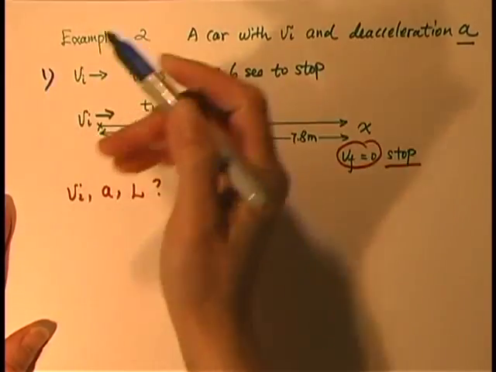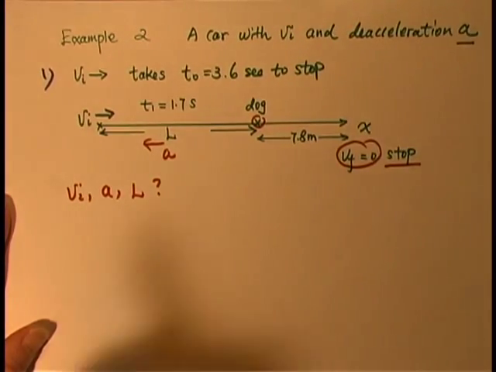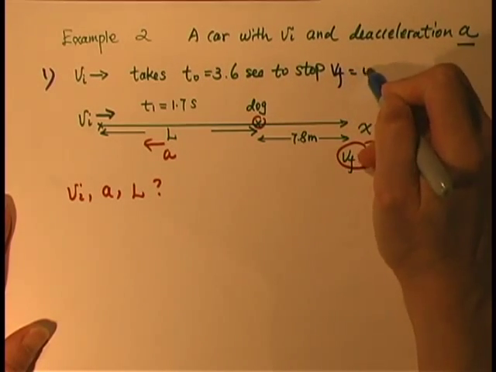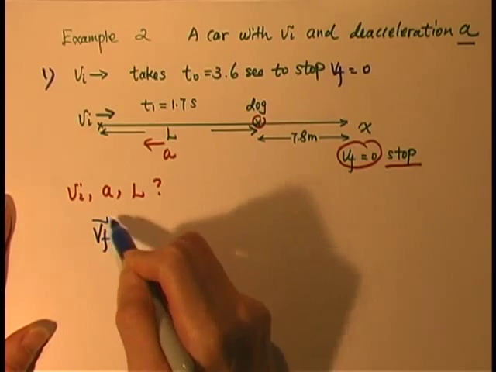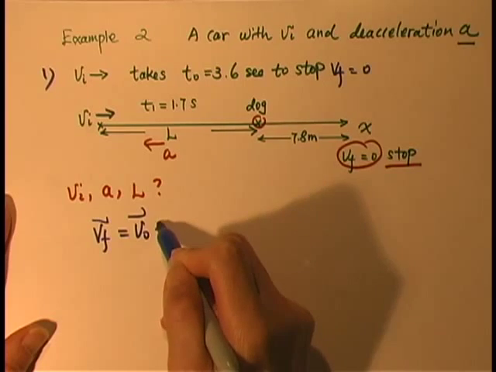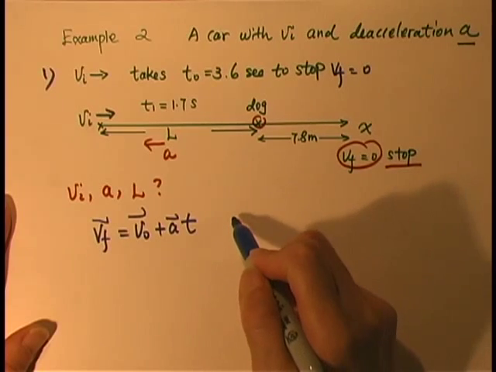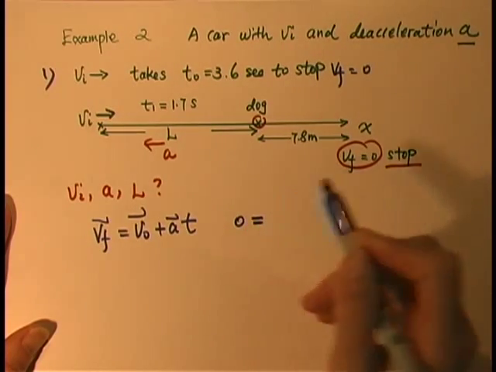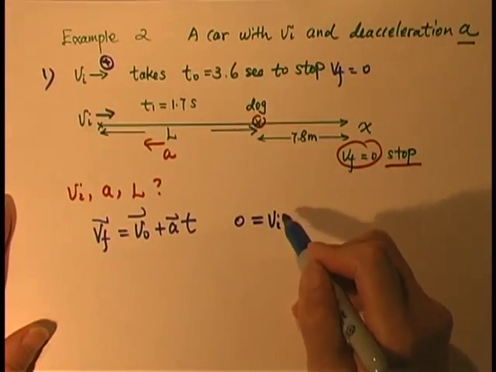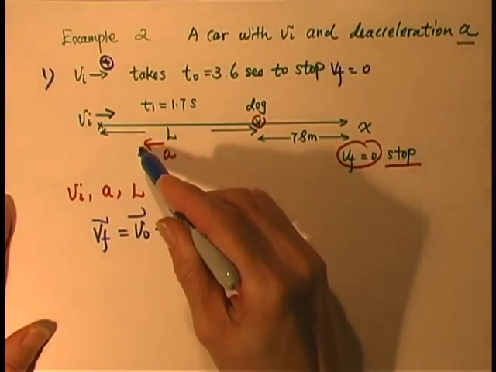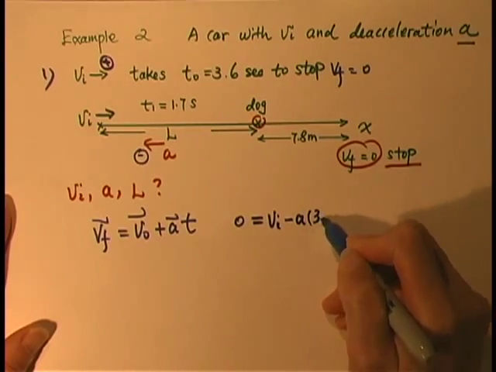The first condition is with such initial velocity, with such a deceleration, the car stops, which means V final equals 0 at 3.6 seconds. So I think we should use V final equals V initial plus a t, that equation, because that's what is involved. So V final is 0, initial is unknown, but let's choose the initial direction as positive. So it's V initial, positive. And since the acceleration is opposite, it's negative a, and t is 3.6. Equation number 1.